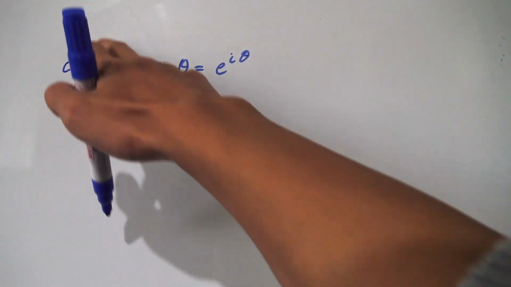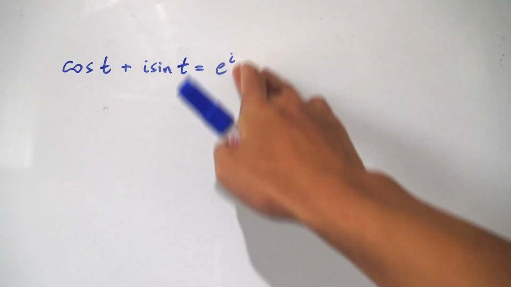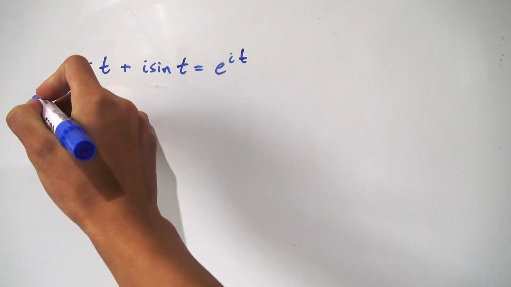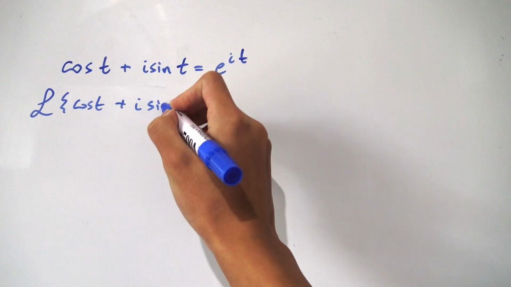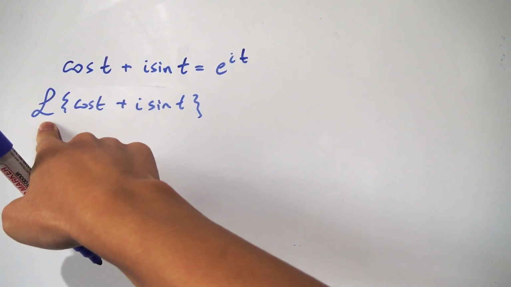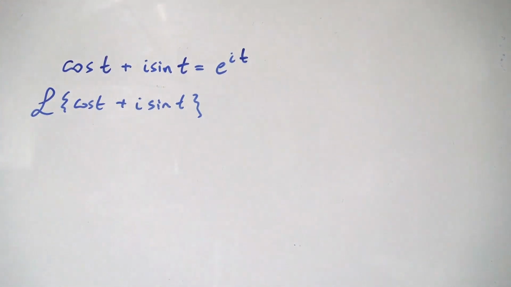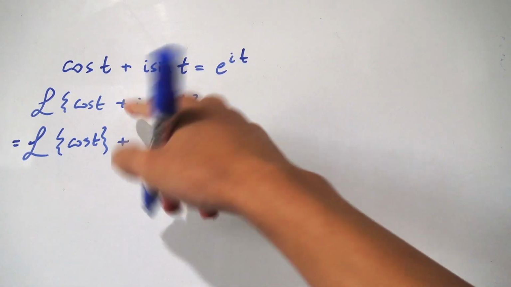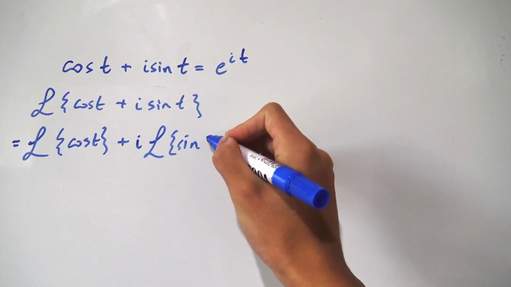So to get started, let's just replace all these thetas with t's. It really doesn't matter what we use, but for our purposes of using the Laplace transform, it would be nice to work with t. And let's just forget about this e to the it right now. We want to work with this left-hand side a little bit. So let's take the Laplace transform of cosine of t plus i times the sine of t. And you see, the Laplace transform is a linear operator, so we can actually split this addition into the sum of two Laplace transforms of cosine of t, close that off, and then now we can bring the i up because it's just a constant, and we have the Laplace transform of sine of t.